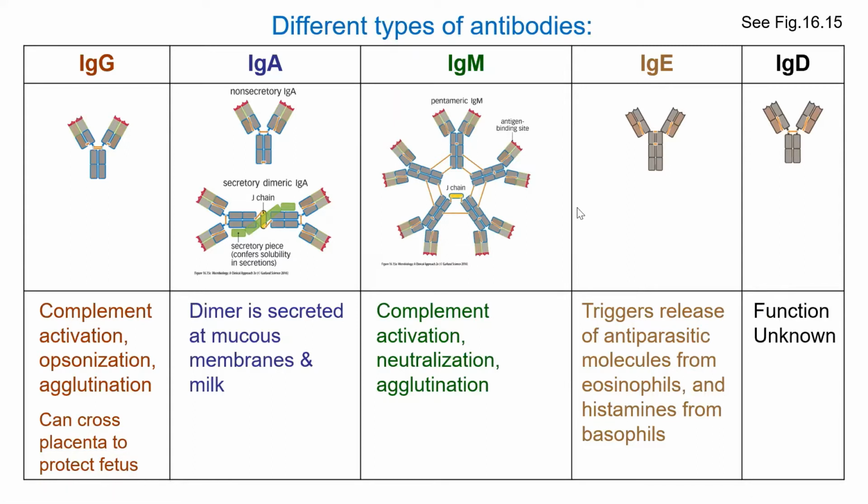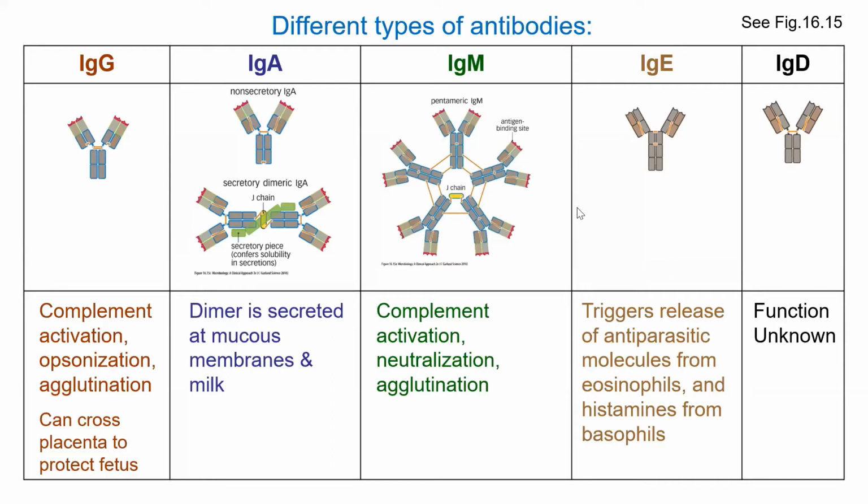And then the last type is IgD. And as far as I can tell, we don't actually know. I think there's some hypotheses around it. The immune system is very complex, so there's probably going to be a lot of surprises that we will learn over the next few years.